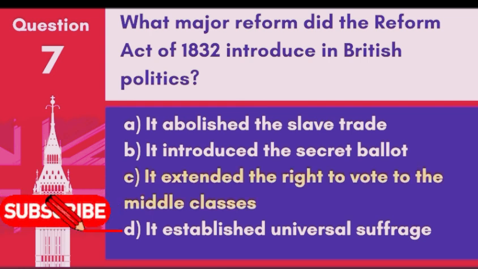Answer. C. It extended the right to vote to the middle classes. The Reform Act of 1832 is notable for extending the right to vote beyond the upper classes to the middle classes, significantly widening the electoral franchise.